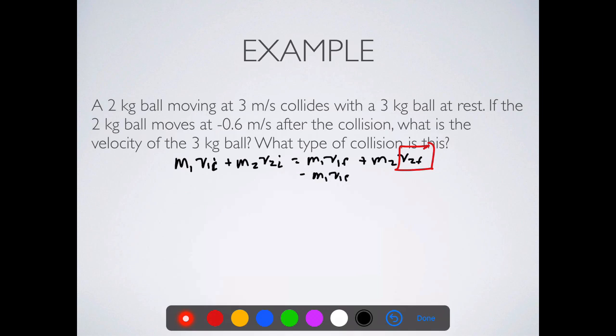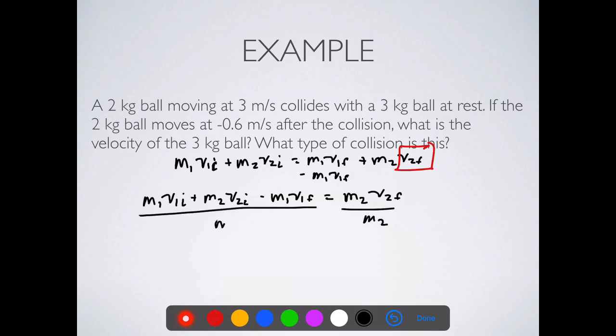I'm going to take this to the other side. All right, so I have M1, V1 initial plus M2, V2 initial minus M1, V1 final is equal to M2 times V2 final. All right, now I need to divide by M2. And now I can actually plug in my variables.